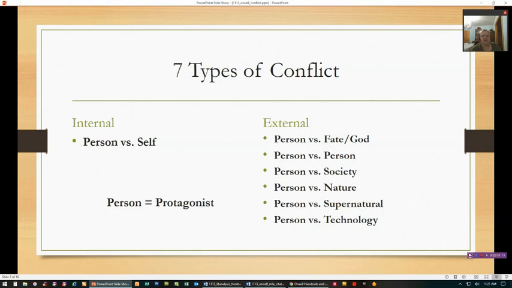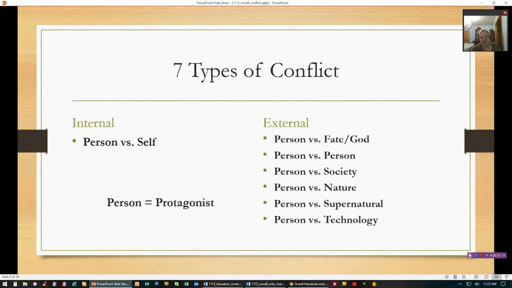Person versus supernatural. Sometimes the supernatural is added to the fate or God category, because we think of anything that is not of this world. We think of things like fate or deities as not really being in the world with us. They are external to it. But definitely supernatural is otherworldly. It could be aliens. It could be ghosts, right?